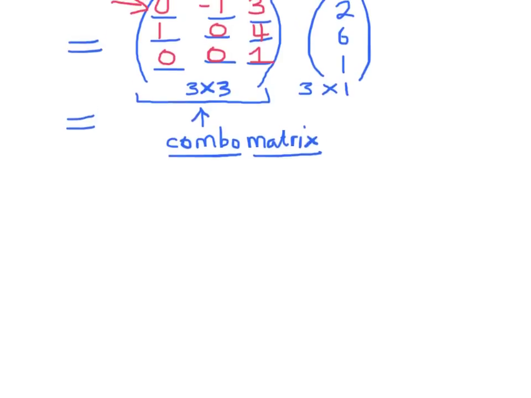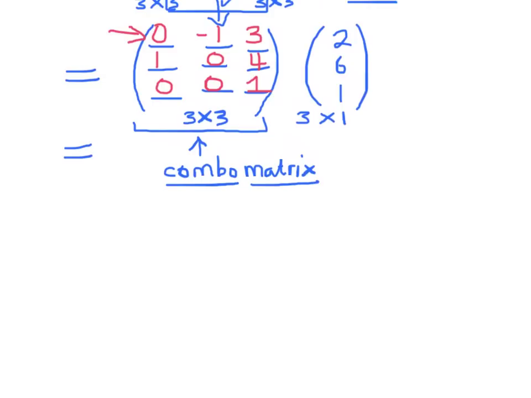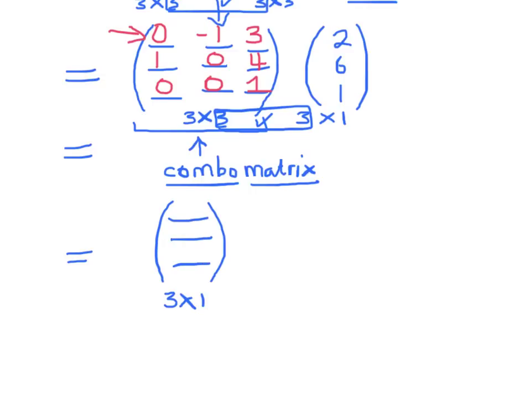Okay, let me give myself another little bit of space here to do the multiplication. So 3 by 3 multiplied by 3 by 1. These two figures are the same, so you can multiply them, and the answer is a 3 by 1. So let me write it down here. It's a 3 by 1: 3 rows, 1 column. To get the first entry, I take the first row of the first matrix and multiply it by the first column of the second matrix.